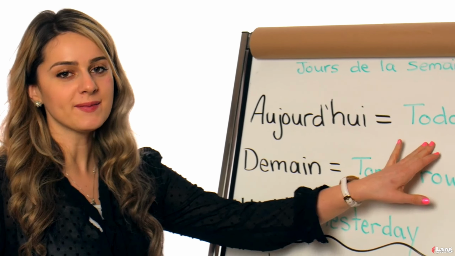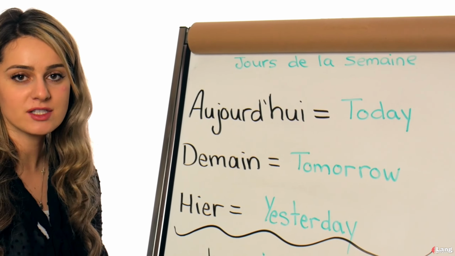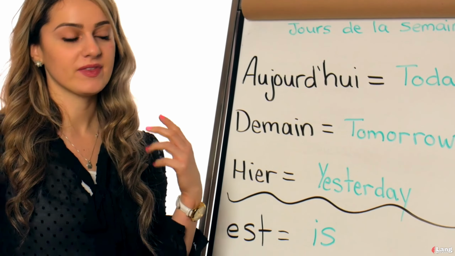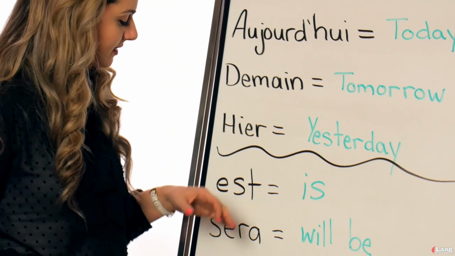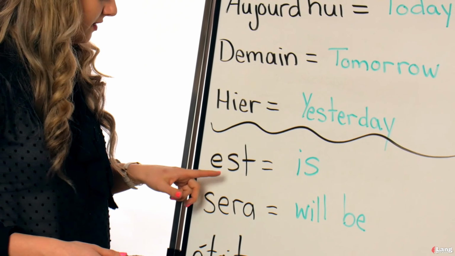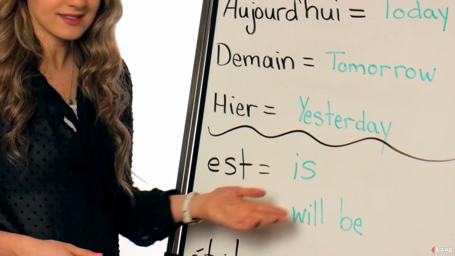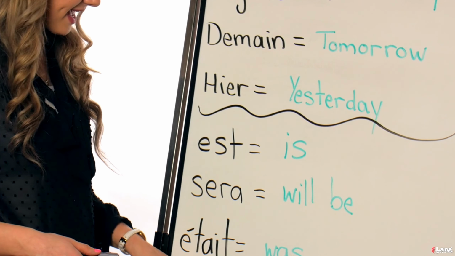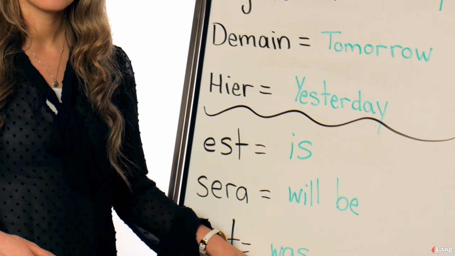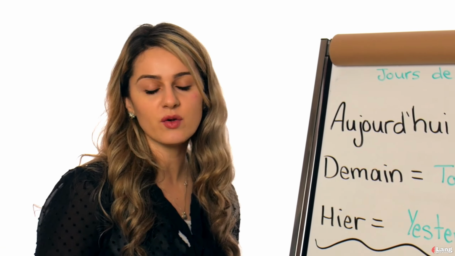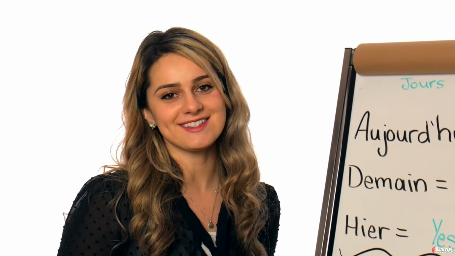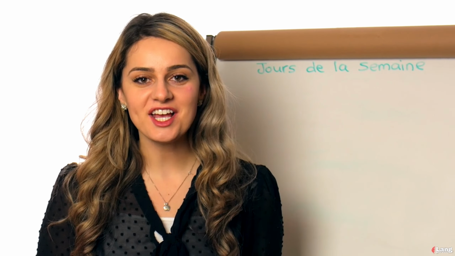Aujourd'hui means today. Demain means tomorrow. Hier means yesterday. These are definitely words that we will be needing. The bottom half are the words est, which means is, sera, which means will be, and était, which means was. So you can study this a little bit or use your cheat sheet because you are about to start saying some sentences. Okay, so I challenge you to say, today is Thursday.